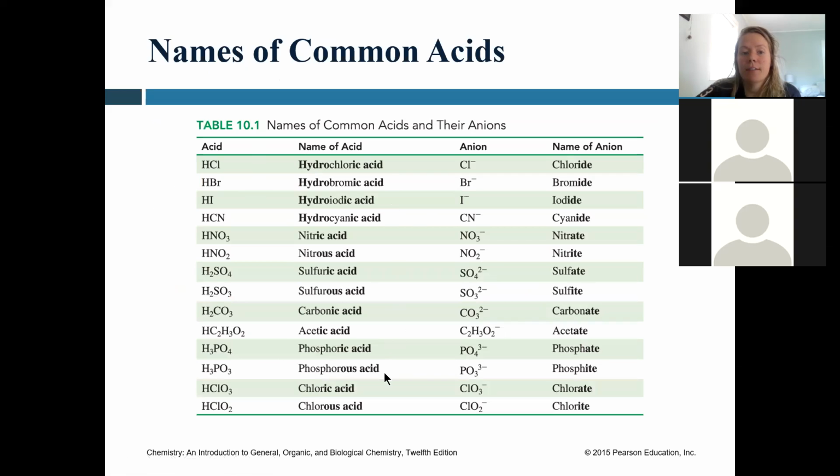Here's a bunch of different acids. So we've got hydrochloric acid, hydrobromic, hydroiodic. This is hydrocyanic acid. And then this is the one polyatomic ion that we actually use the hydro for. All these other ones, you'll see we don't use hydro with the polyatomics.